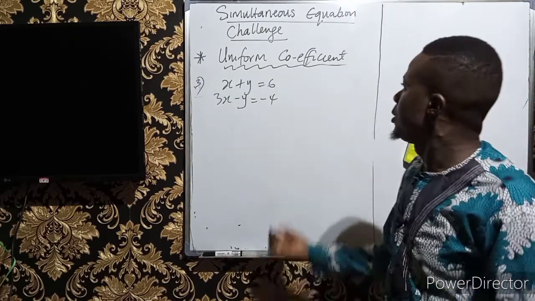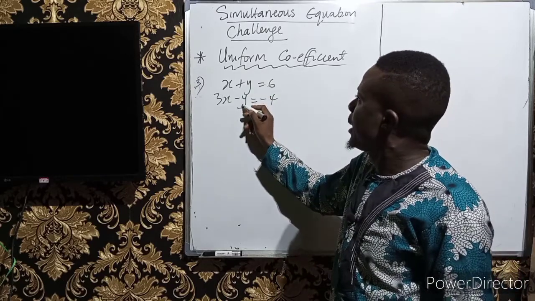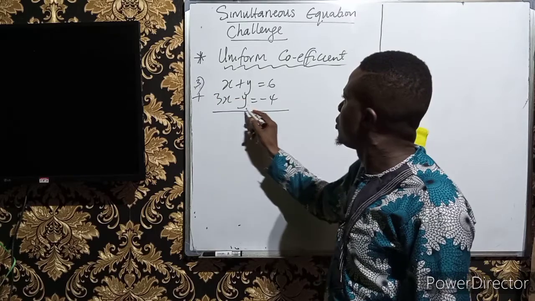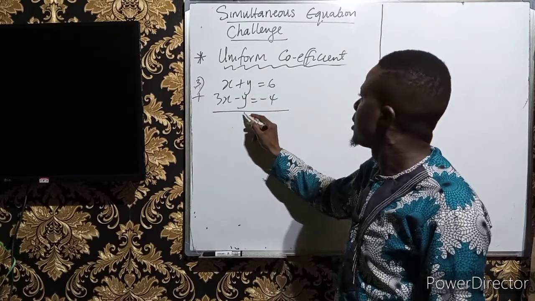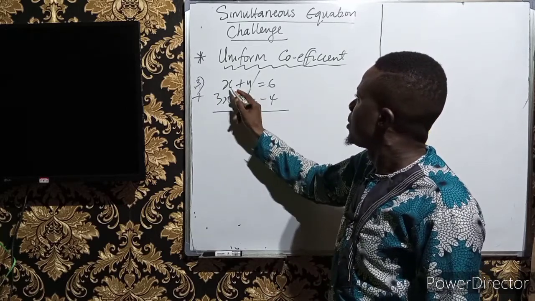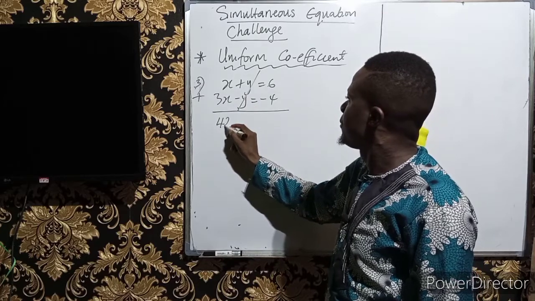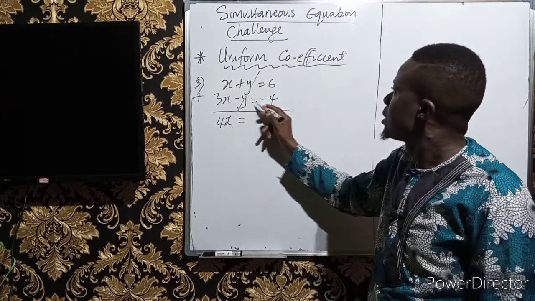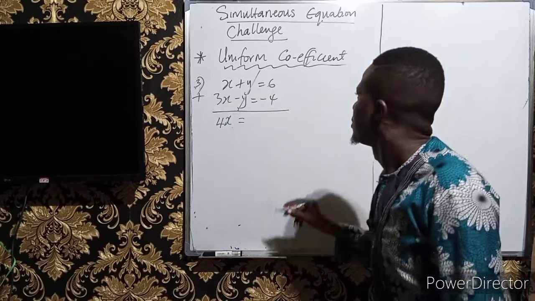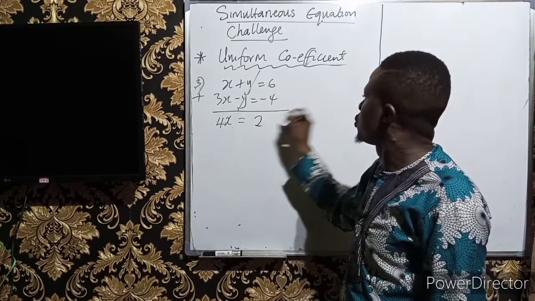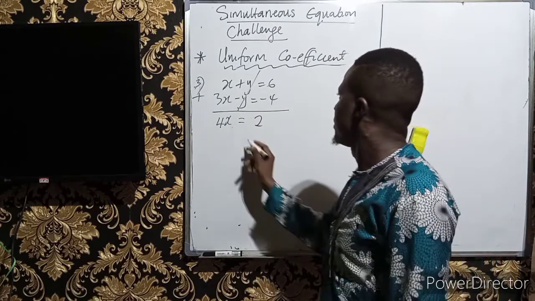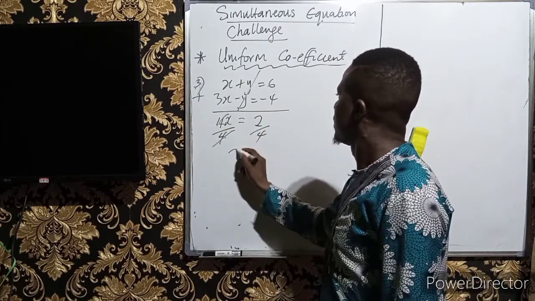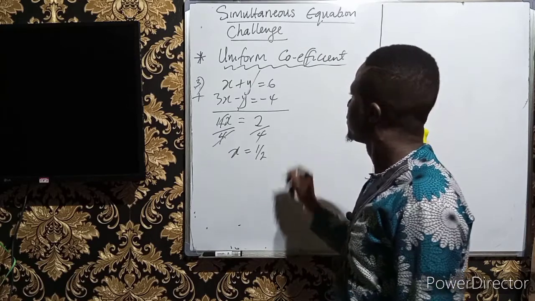Okay, the next question, the coefficients of y are equal here also, and it is only addition that I will do to make this y to be eliminated. So I have to add all through. x plus 3x will give us 4x. Okay, so 6 plus minus 4 will give me just 2. So I'll divide both sides by 4, the coefficient of x. So x will give me 1 over 2.